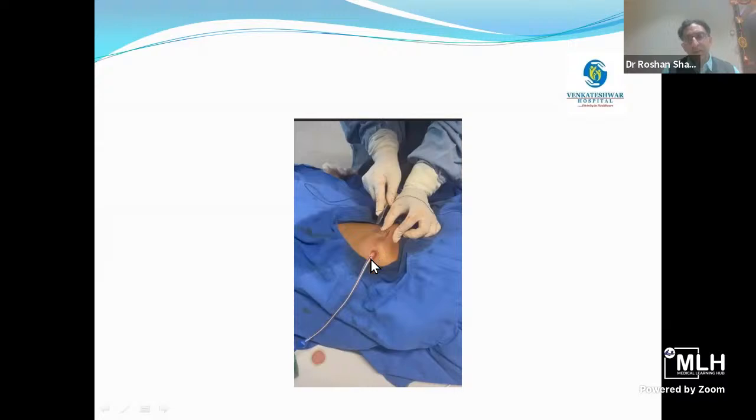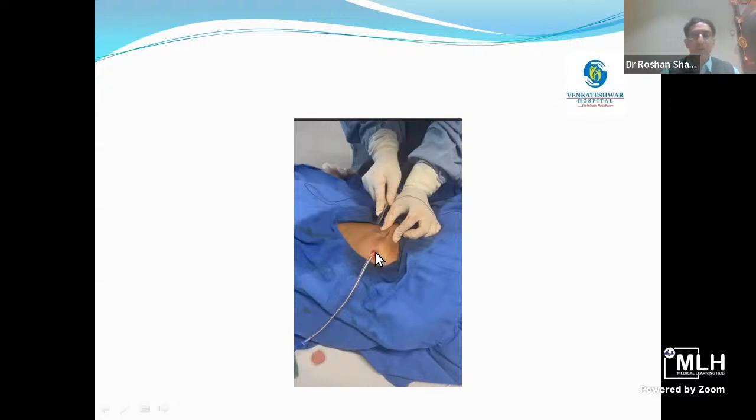The track is dilated, and then the catheter is inserted through the puncture needle into the pleural space. After inserting into the pleural space through the guide wire, the catheter is placed over the guide wire, and through that catheter, this plastic cannula is placed into the pleural space, and this is the lock and unlock area. It's not clearly visible.